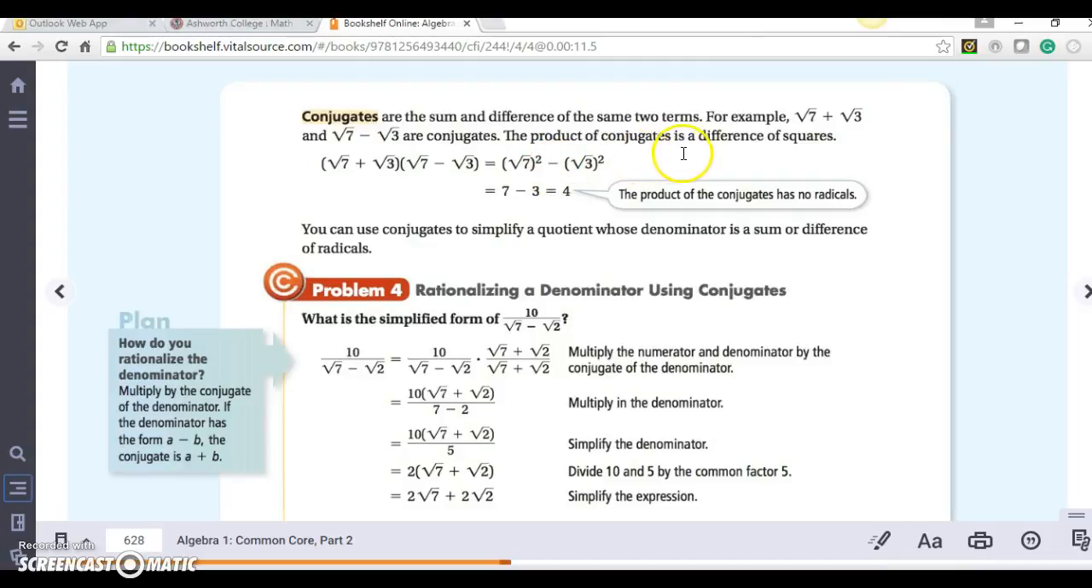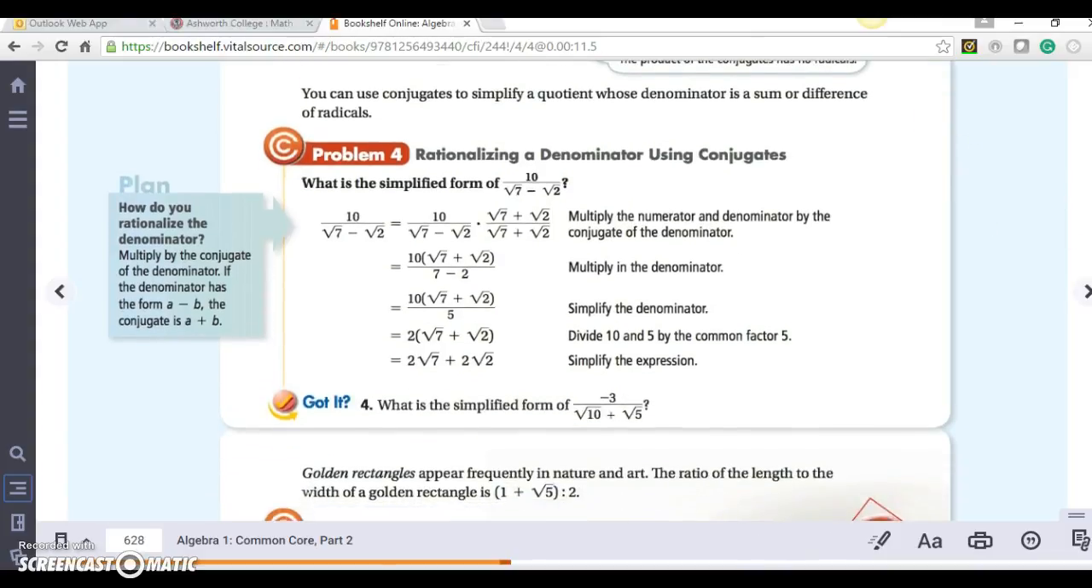The product of conjugates is a difference of squares. So the square root of 7 plus the square root of 3 times the square root of 7 minus the square root of 3 is always going to be the square of the first term minus the square of the second term, which is 7 minus 3, which is 4. We can use conjugates to simplify a quotient whose denominator is a sum or difference of radicals.